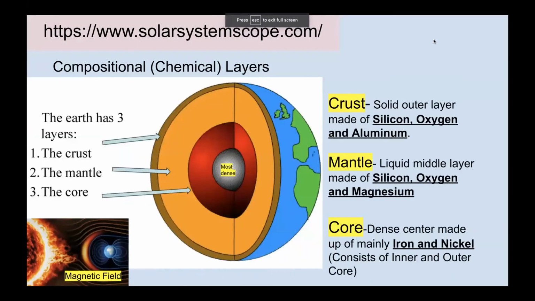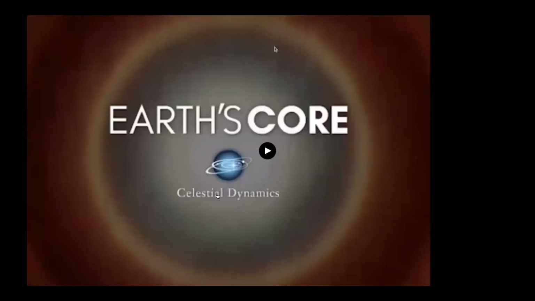So again, the three compositional or chemical layers are the crust, mantle, and the core. Now in this next slide, we're going to be looking at the mechanical or physical layers. So these layers are going to be based on physical properties, such as, is this layer solid or liquid? How does it move, or how does it transmit waves? And for this one, we're going to use another free app. It's called Earth's Core.